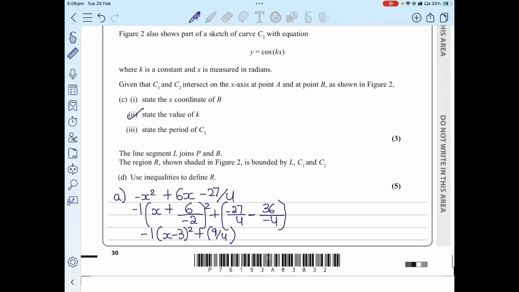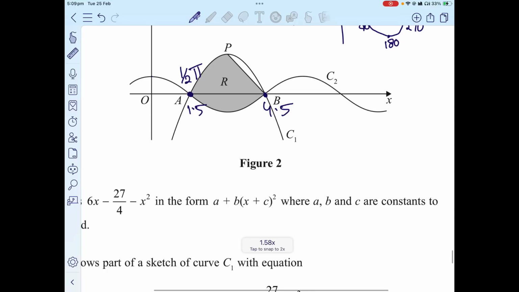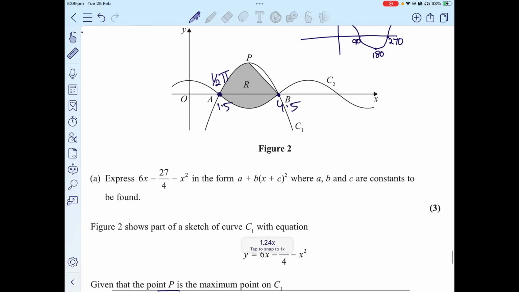The last part says state the period of C2. Now the period of C2 basically means how often does it repeat, or what's the difference. As I can see, the difference between my A and the B values is 4.5 minus 1.5, which is 3. And the C2 curve is just half of the cycle here. So if it takes half cycle in 3, the full cycle will be in 6, and after that starts repeating. So it repeats after 6.